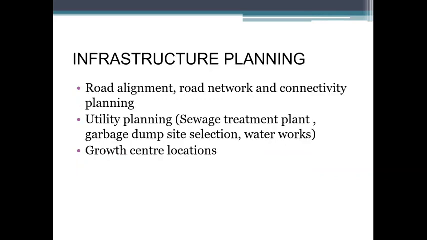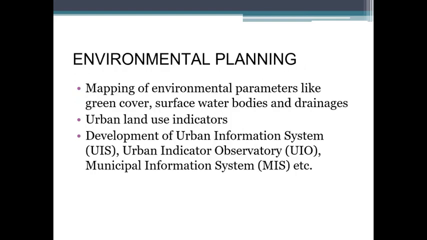Infrastructure planning includes road alignment, road network and road connectivity, and utility planning such as sewage treatment plant, garbage land disposals, water works, and growth in the center locations. Environmental planning usually includes the unprecedented growth of urbanization in India, which has given rise to problems of housing, sanitation, power supply, disposal, etc. But remote sensing helps us to monitor the urban uses and helps in proper planning of the management and making policies.